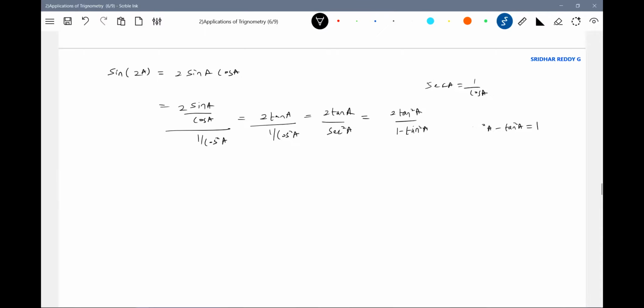Sorry, tan square A minus secant square A. And there's one identity, is there, no? Secant square A minus tan square A is equal to 1. I wrote it, I forgot. Using this, we can replace this one. So sine 2A in terms of tan will be useful somewhere.